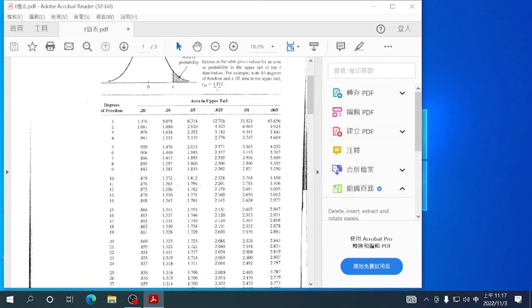And this table also shows the area in the lower tail, with 20 degrees of freedom, and this turns out to be negative 1.325. And this is also called two-sided 20%. Therefore, we have one-sided 10% and two-sided 20%. They're put in the same column because they're the same critical value. So do you know how to read this table?